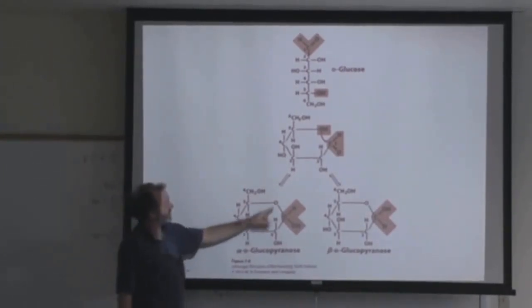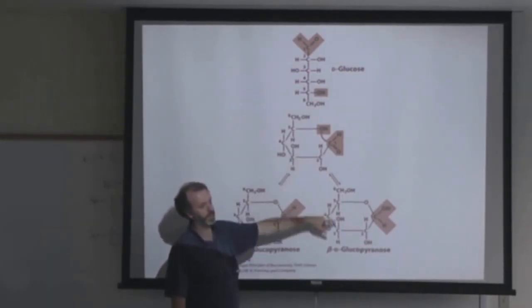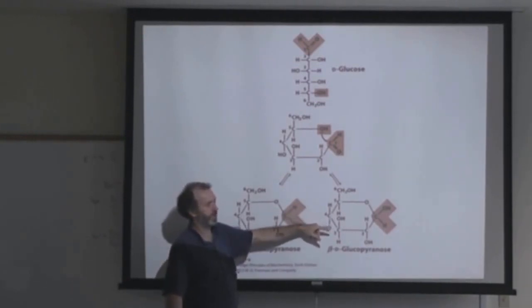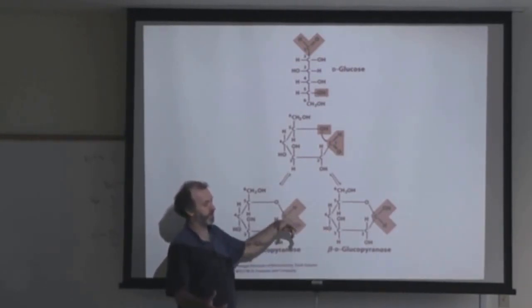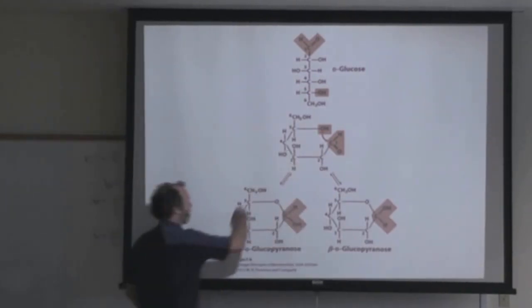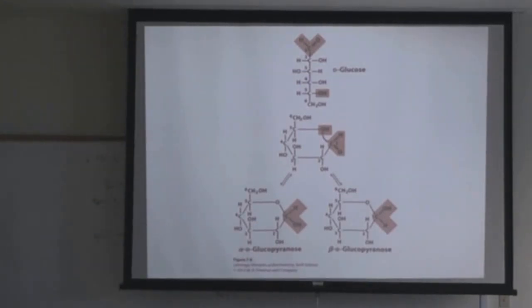But the thing to remember is this is an equilibrium process going back and forth between the alpha, beta, furanose, and pyranose forms, and there will be equilibrium constants for all of those. What this is called, when it does this back and forth, is mutarotation, if you've heard of that before.